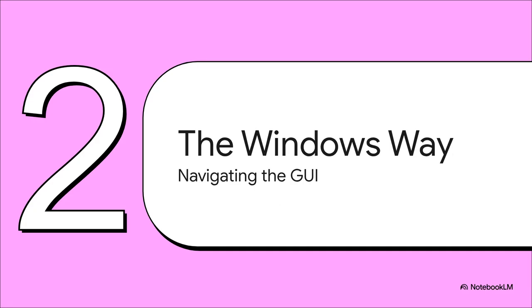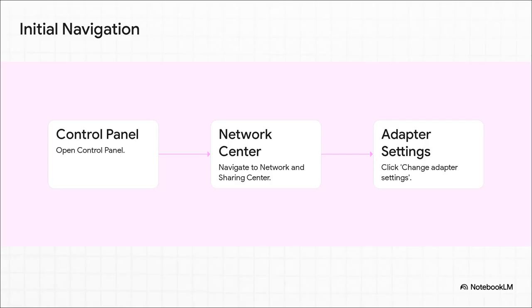All right, let's kick things off with the Windows way. This whole process is handled through the graphical user interface, so it's really all about knowing where to point your mouse and click. Okay, so your journey starts in the good old Control Panel. From there, you're going to head into the Network and Sharing Center. That's kind of the main hub for all your connection settings. Then over on the left, you'll spot a link that says Change Adapter Settings, and that is exactly where we need to go.